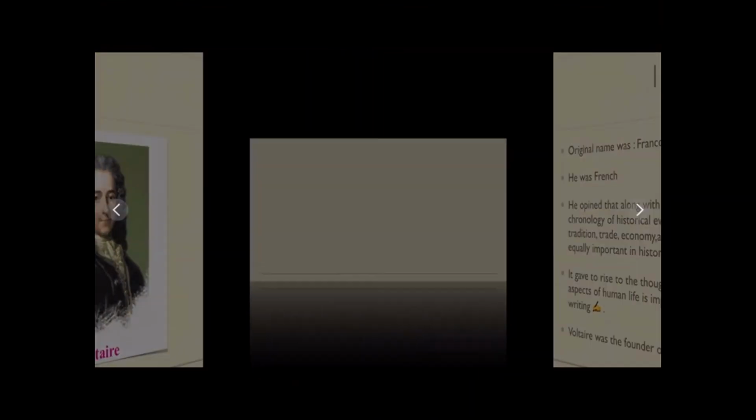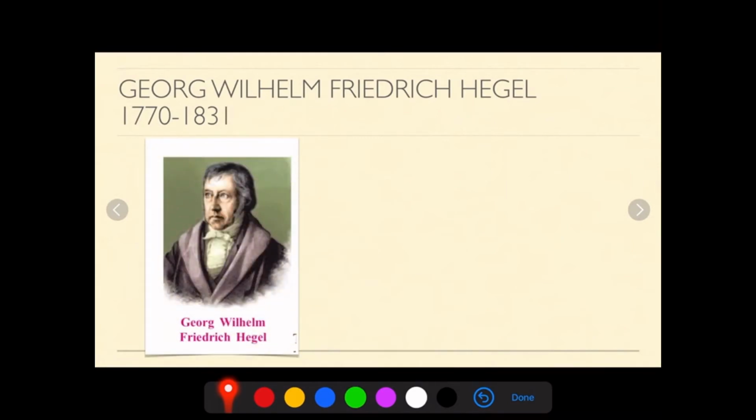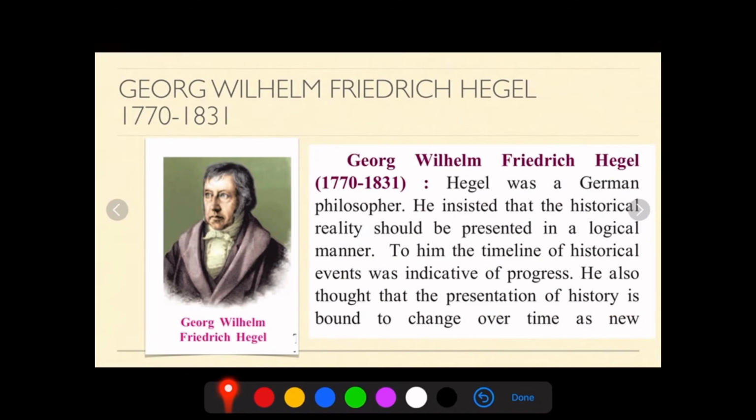Now let us move ahead with the third scholar, George William Friedrich Hegel, 1770 to 1831. He suggested thinking in a logical manner for writing historiography. Now let us see his thinking. There are actually many paragraphs on this, so we will just go through the textbook. Hegel was a German philosopher. The first two, Rene Descartes and Voltaire, were from France. They were French. Now this Hegel is from Germany.